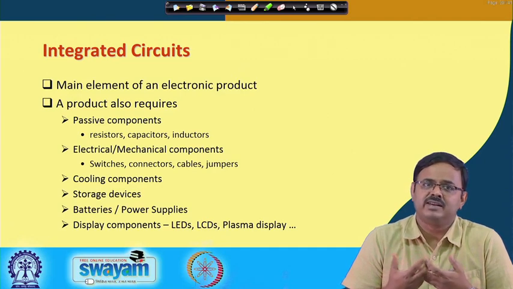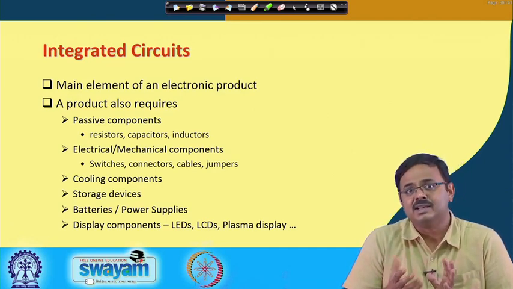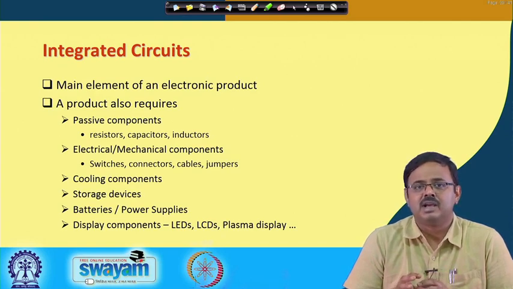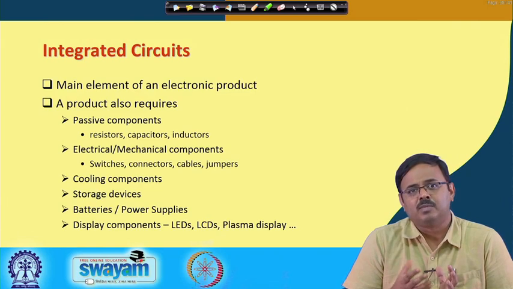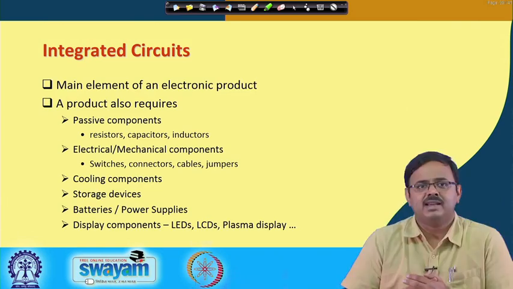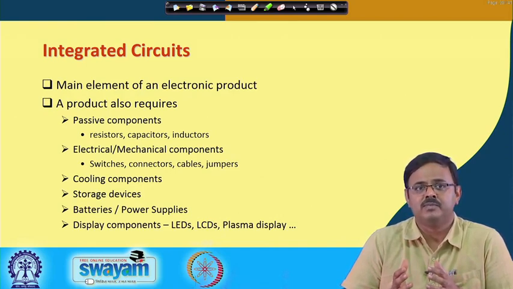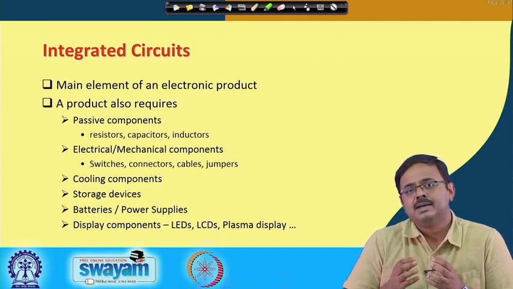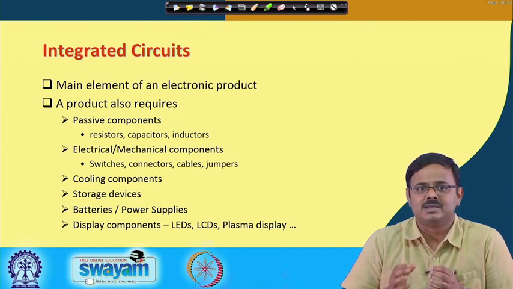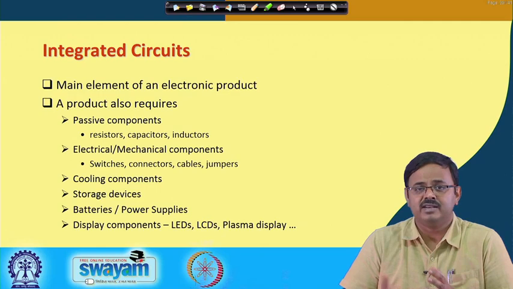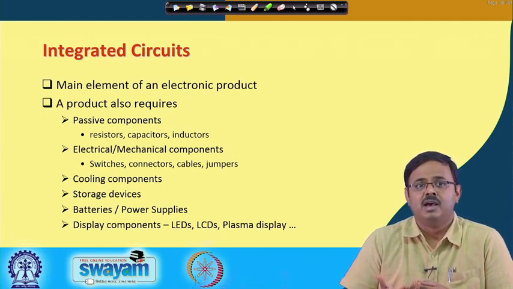But along with that integrated circuit, which is a piece of silicon with transistors primarily inside, you have memory, on-chip memory and so on, and you also need many other components in that system. There are mechanical components as well: switches, connectors, cables, jumpers, which all form part of packaging, and we are going to talk about them. There are cooling components, because your product has to operate within a maximum allowable temperature, so the heat has to be dissipated. There are storage devices, like hard disks and solid state memory in our electronic products, especially the computing platforms. Batteries and power supplies are required, especially in mobile or handheld products, and display components.